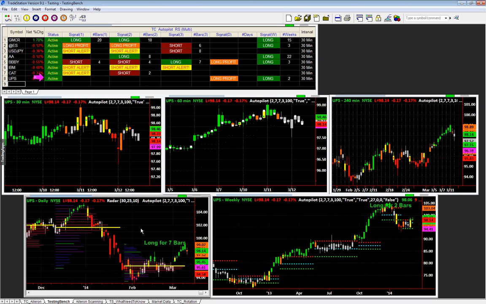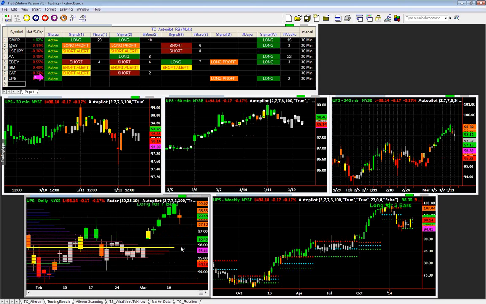For example, on UPS, let's see, we are here. Actually, we were long for 7 bars, and then it just came out today. See that? See the orange? You got a profit. So you moved in at about 96.45, and you took your profit about 98.99 on a daily basis.